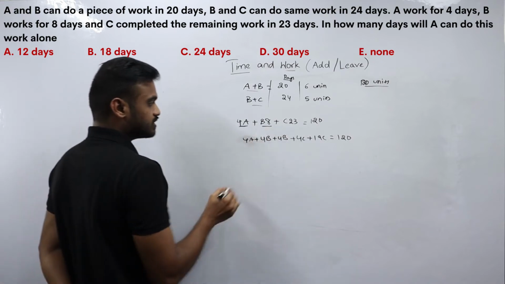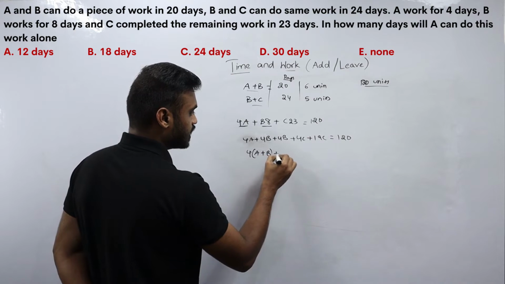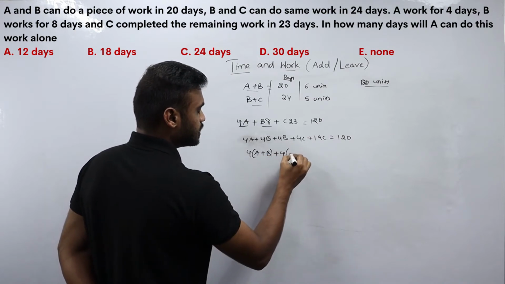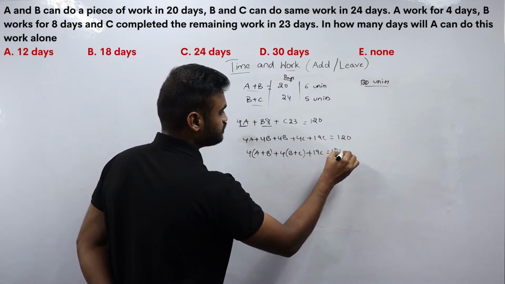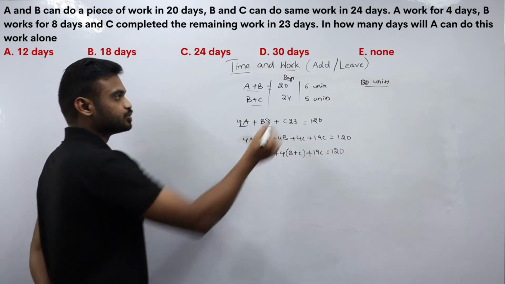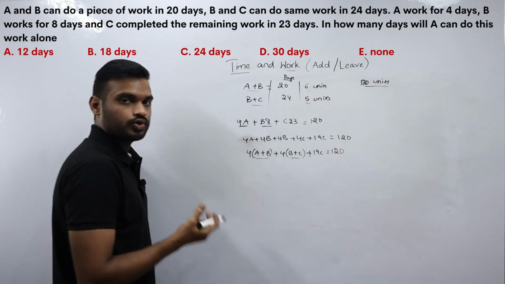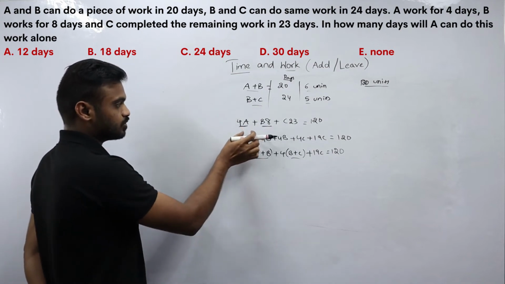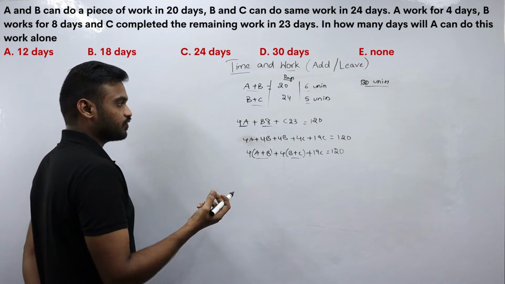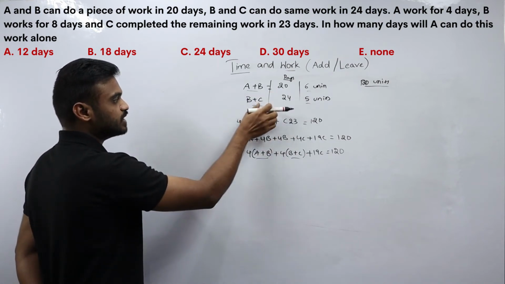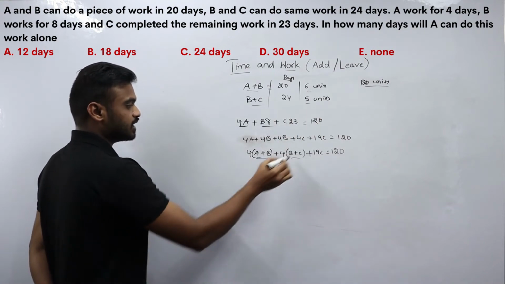Okay, so I can write this same equation as 4 of (A plus B) plus 4 of (B plus C) plus 19C equal to 120. Now I can substitute these 6 units and 5 units in the place of A plus B and B plus C. Now you got my point. See, we don't know the efficiencies of A, B and C to substitute the values. That's the reason I wrote this same equation in the form of A plus B and B plus C.